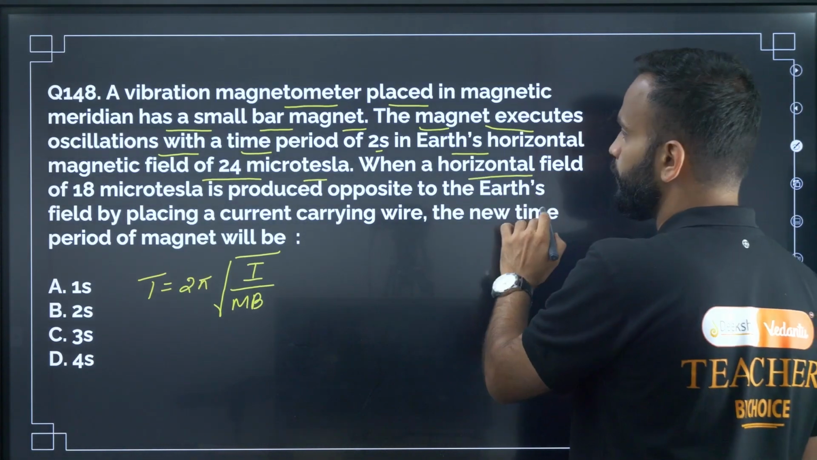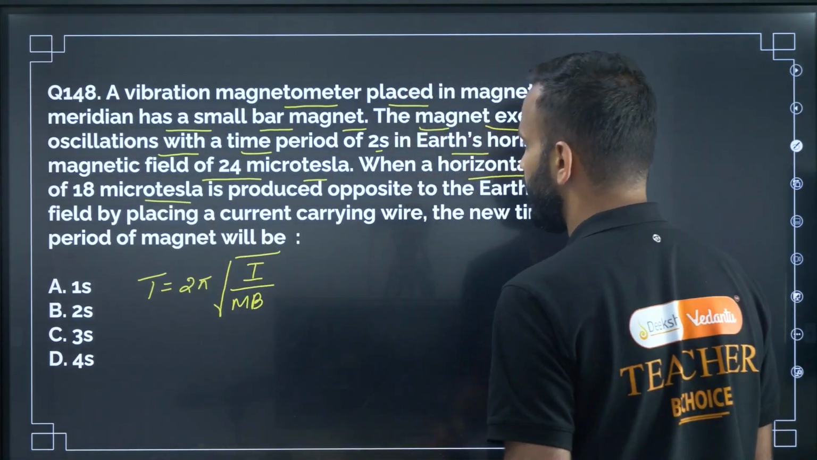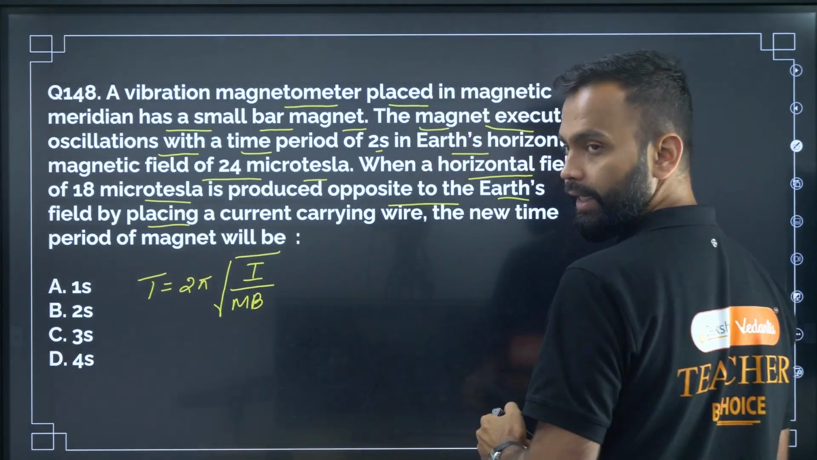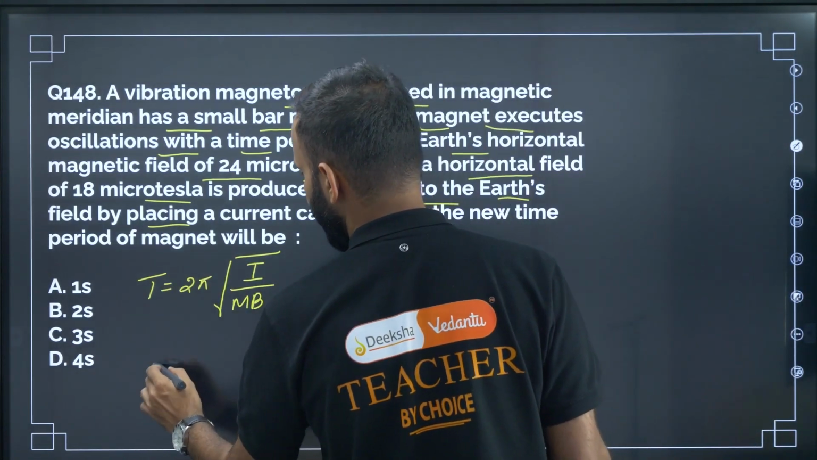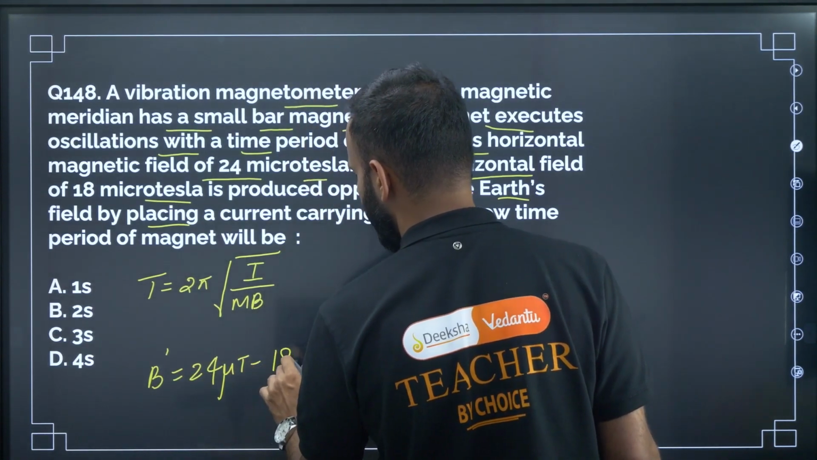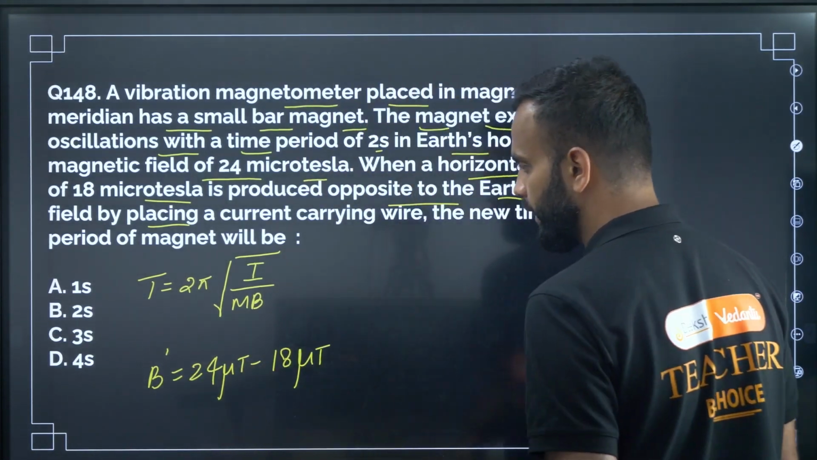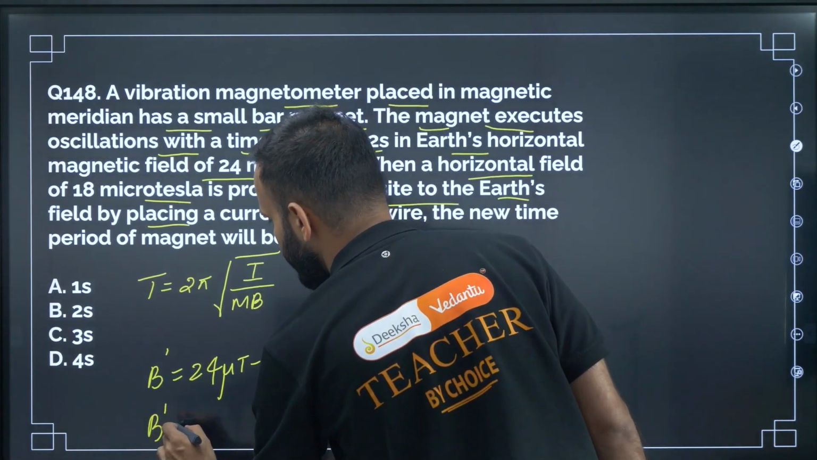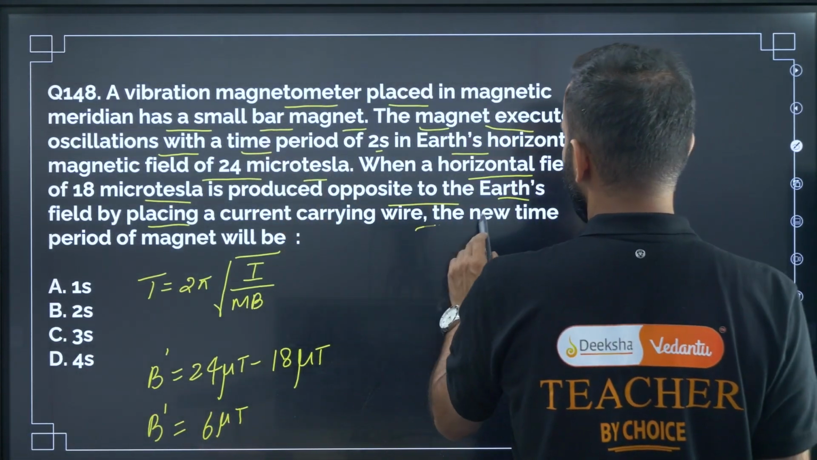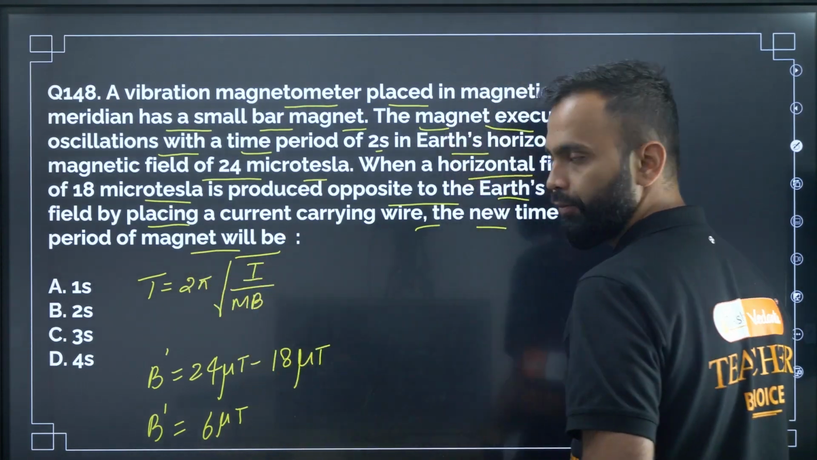When a horizontal field of 18 microtesla is produced opposite to the Earth's magnetic field by passing a current, that is, B dash is equal to 24 microtesla minus 18 microtesla, right? So B dash is equal to 6 microtesla. The new time period of the magnet will be?